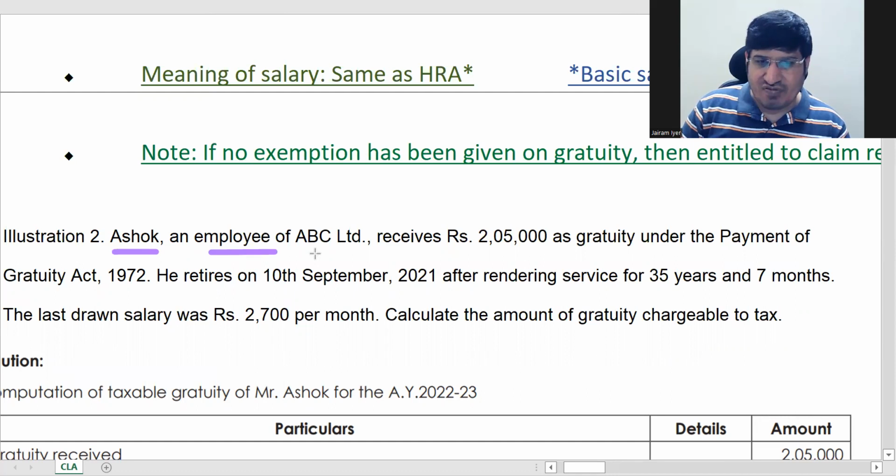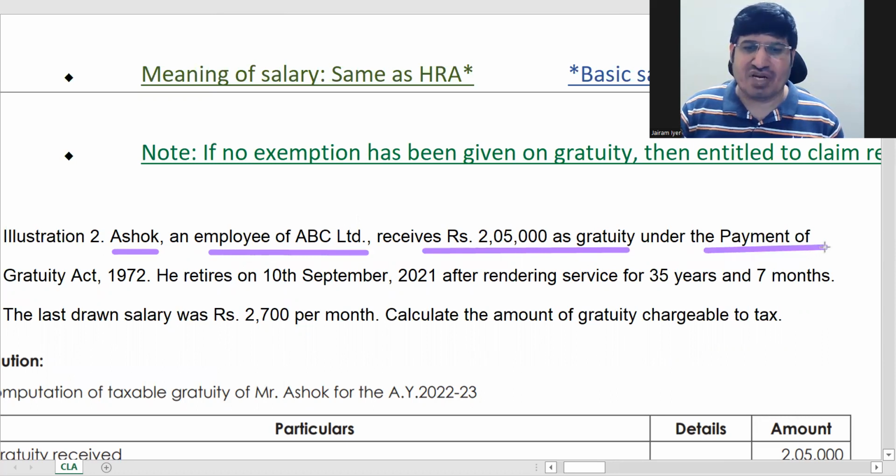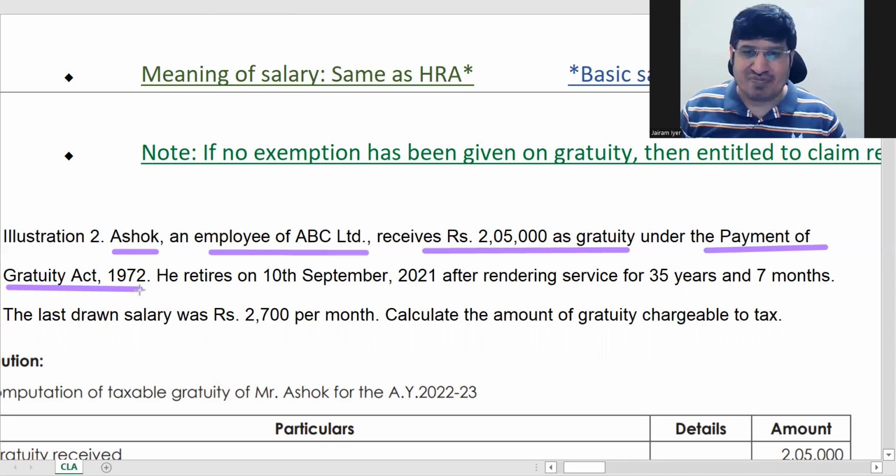Ashok, an employee of ABC Limited. So ABC Limited means he is not a government employee, correct? That is now clear. Receives 2,05,000 as gratuity under the Payment of Gratuity Act. So basically he comes under the Payment of Gratuity Act, the first one, right? First table which we saw.